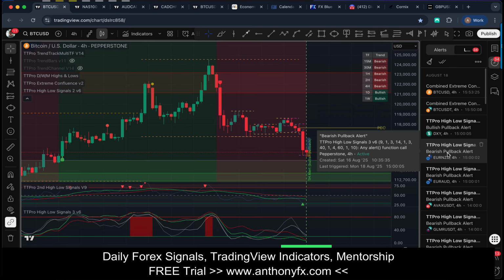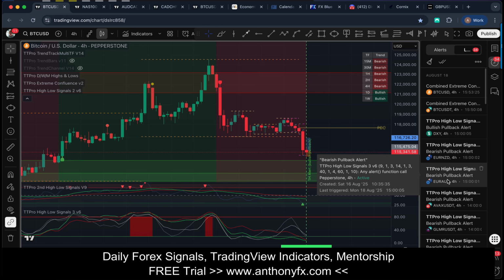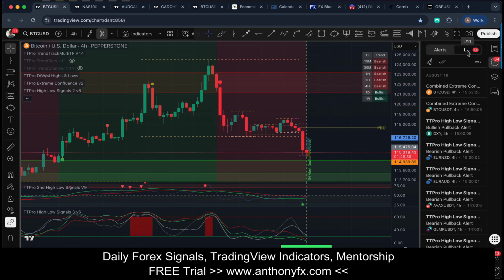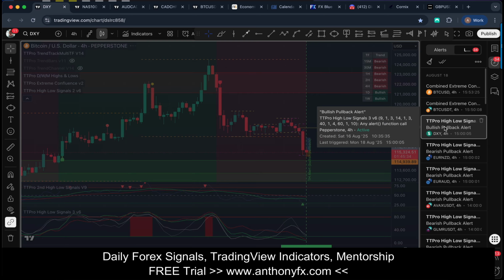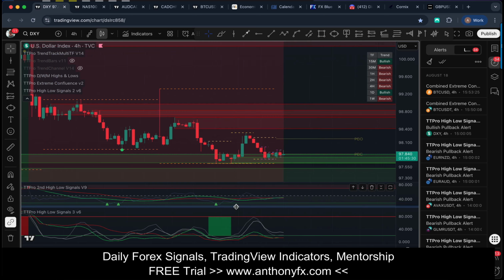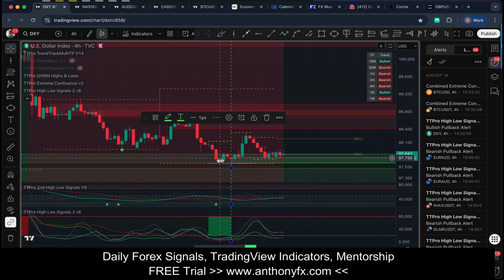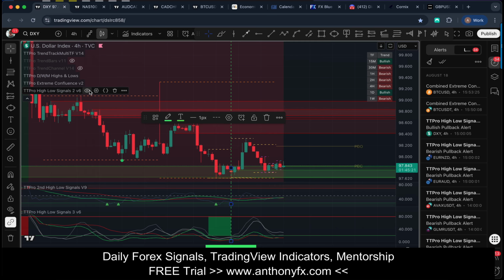The DXY, okay, Euro New Zealand, Euro Aussie. See, they happened a bit earlier. Where are we? Yeah, okay. The DXY is the dollar index. We'll have a look at that. Yeah, okay, that was a bullish alert back down in here. See how it's trending into the support and it bounced off that? So we want to use that. That's this indicator here.